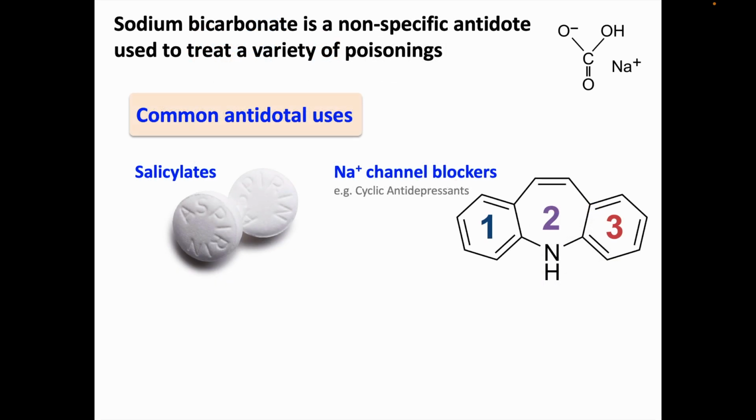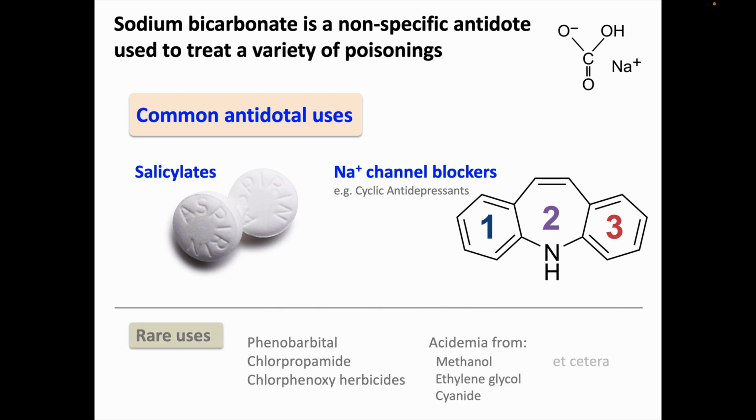First off, you should know that sodium bicarbonate is a non-specific antidote, in that it's not indicated for just one kind of toxic effect or toxicity from just one class of poisons. The more common antidotal uses for bicarb are listed here, which are to treat salicylate toxicity and also to treat the cardiotoxicity manifesting from sodium channel blockade, which I've represented here with the core chemical structure of tricyclic antidepressants, the classic example of a sodium channel blocker seen in overdose situations. But bicarb also has antidotal roles in treating a longer list of drugs and poisons, with some of the mechanisms being more specific and some less specific.